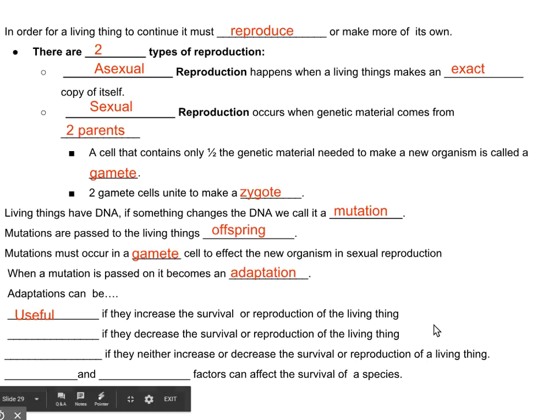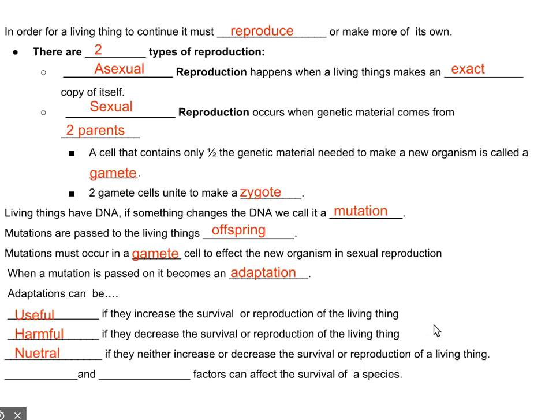Now, it can be harmful if it would decrease the survival or reproduction of a living thing. Let's think about that same moth. It's green. Well, if all of a sudden that moth decides to start living on the bark and it's green, well, the adaptation has now become harmful because it's more visible. And it can be neutral if it neither increases or decreases the survival or reproduction of a living thing. It's just a change.